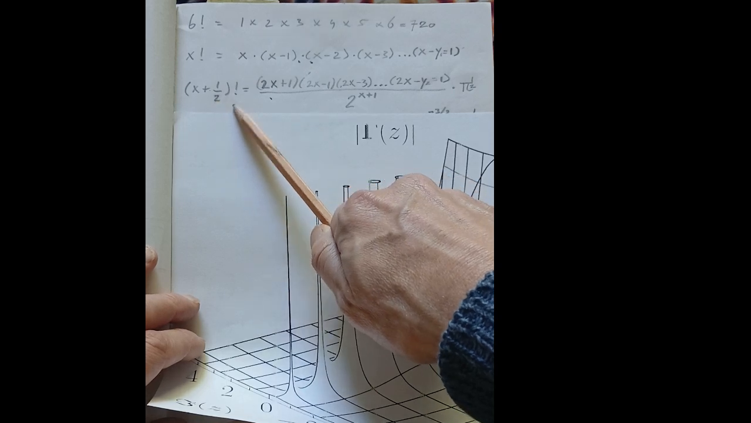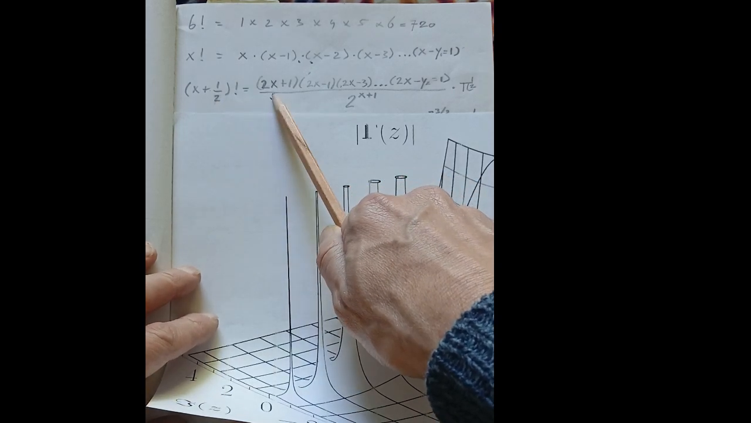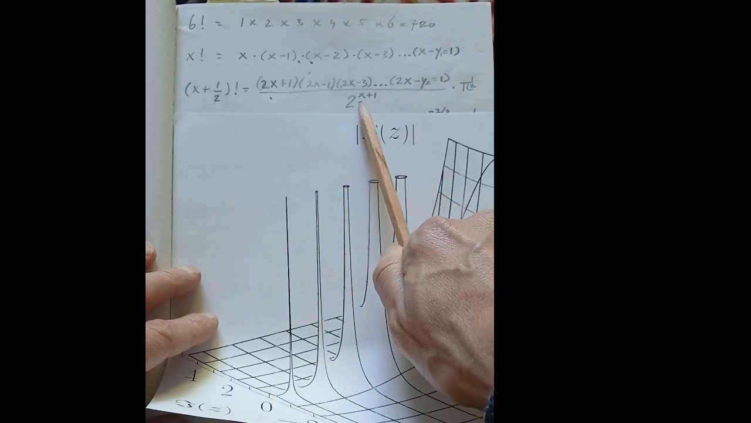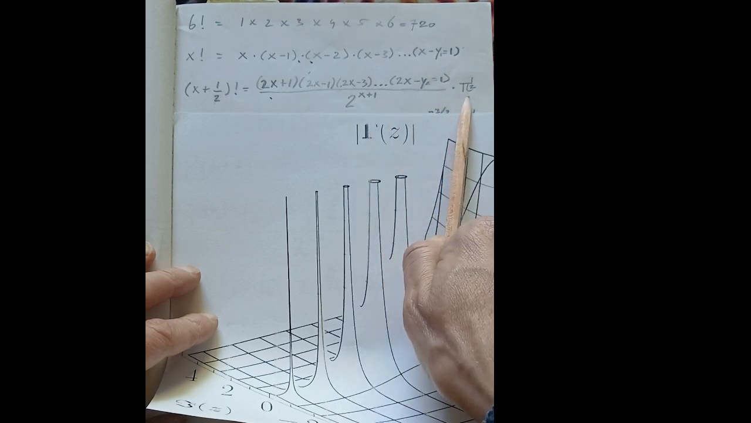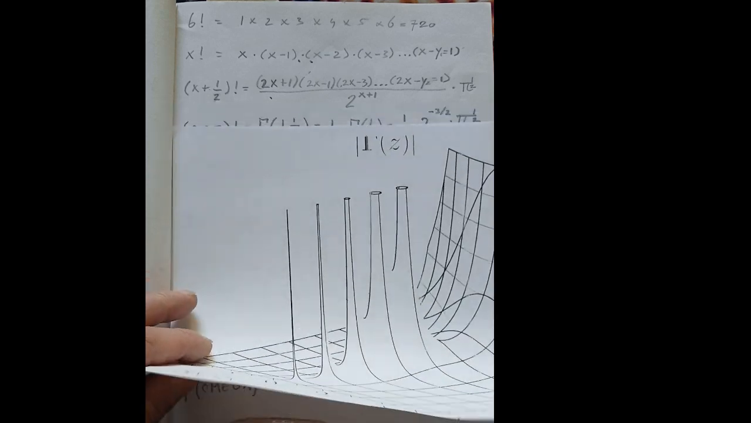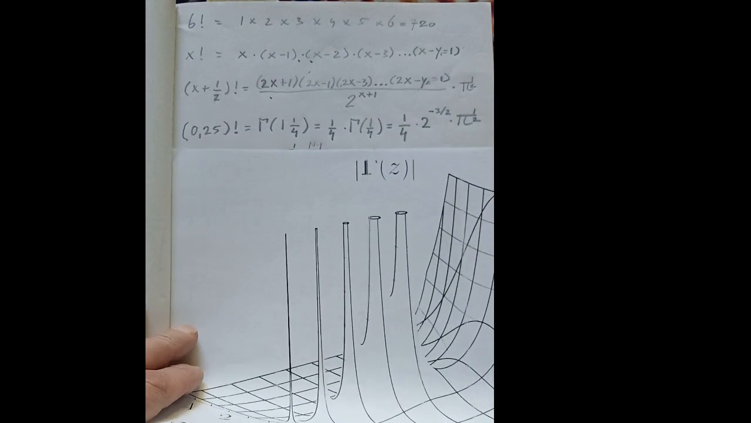X plus a half factorialized, we were getting into it the other minute, is this plus this times this, and so on, to the 1, divided by 2 to the power x plus 1, times root pi. Yes, and this is the trick. Every number you can put in for x, it doesn't matter. You can make an accurate product with the root pi. So a root pi is related to pi to x plus a half factorialized.